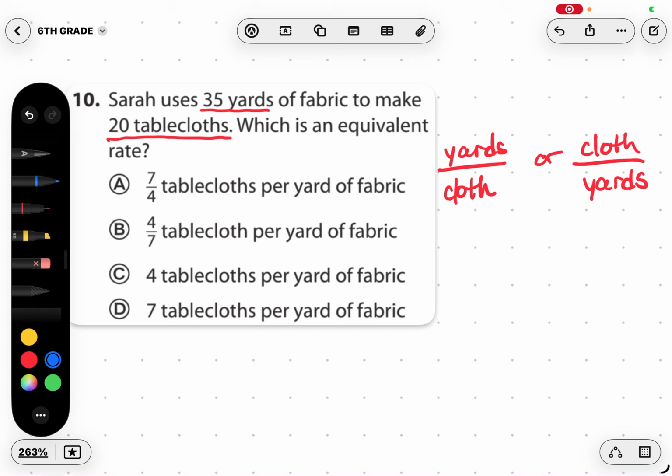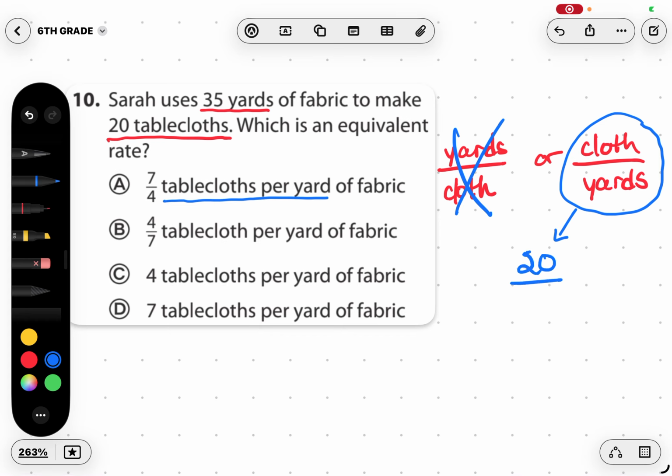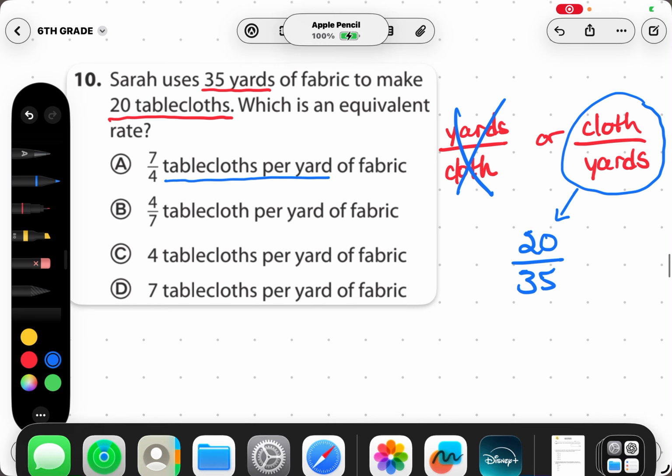But if we take a look at these answer choices, it'll help us figure out which one we need to use. It says tablecloths per yard, so cloth per yard. So we're not doing yards per cloth. We're doing cloth per yard. So this is the one we need to be focused on. Now we can go ahead and, using the numbers they gave us, the cloth number was 20. The yards number is 35.